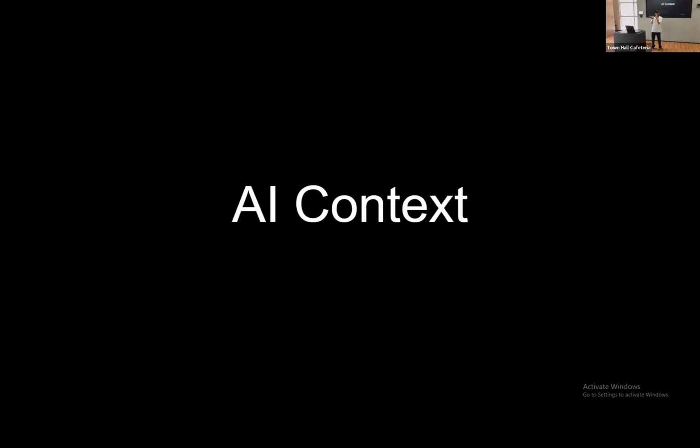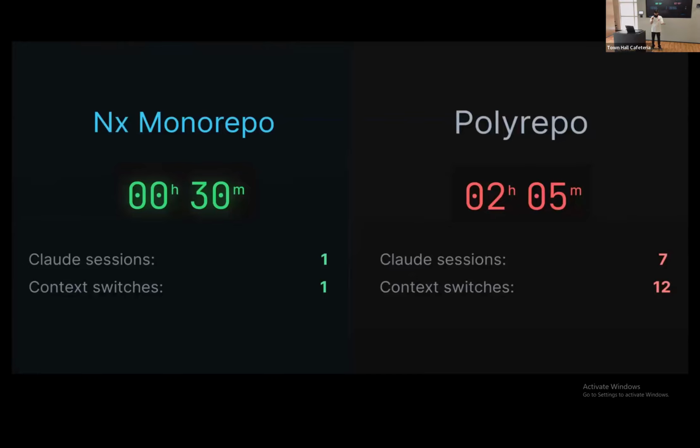And finally, in this age of AI, AI context is a very crucial thing right now, which affects performance. Nx is a monorepo tool, and they did a calculation. When they had the monorepo, their Claude session was able to do the task within 30 minutes, versus something like 2 hours when they had multiple repositories.